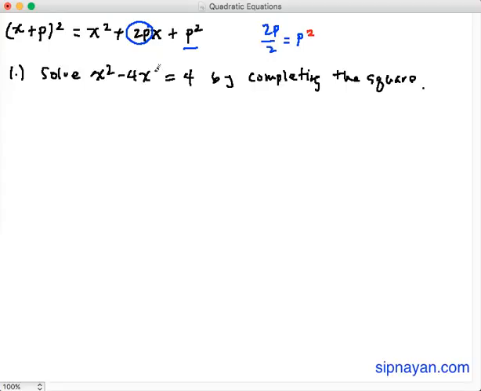Naka ganito siyang form. The x squared minus px or bx ay nandito. Tapos ang nasa kanan ng equation ay yun yung ating... oh sorry, hindi pala ito yung problem. Sorry.